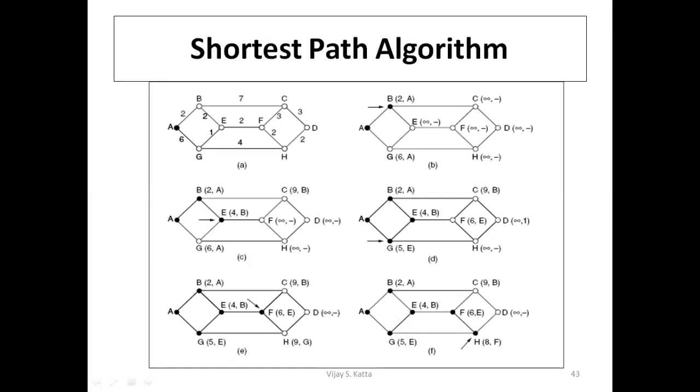So from all the available weights, that is G 6 comma A, 4 comma B and 9 comma B, the shortest weight is 4. So from B, the packet will transfer to, or the next router will be, E. So A, B, E. Now similarly, E will update the weight of its nearby routers. E is connected with G and E is connected with F. So G has 6A.